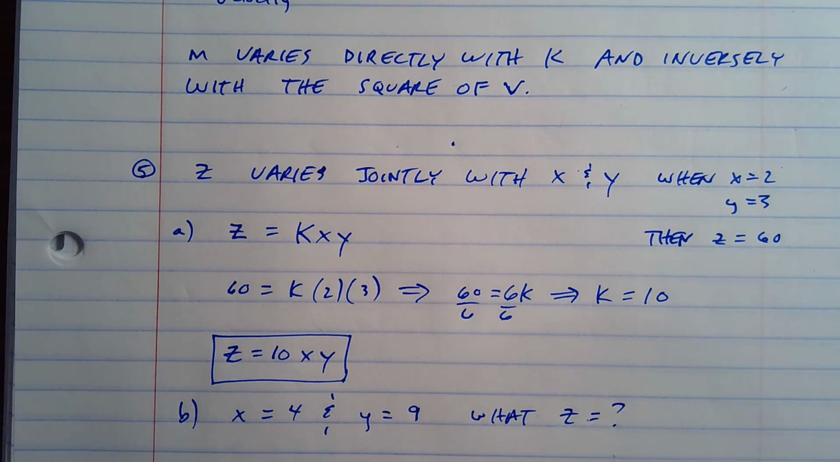So this would just be drop those two numbers in and solve for z. In this case, pretty basic arithmetic here. We're just doing 10 times 4 times 9. And so that would give us 360 for z.